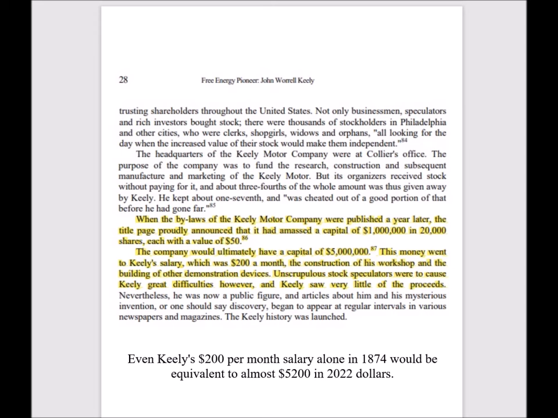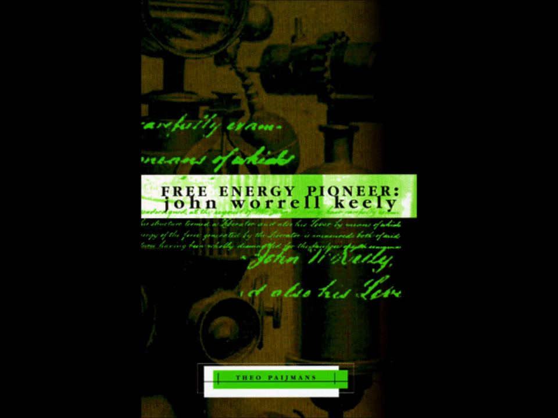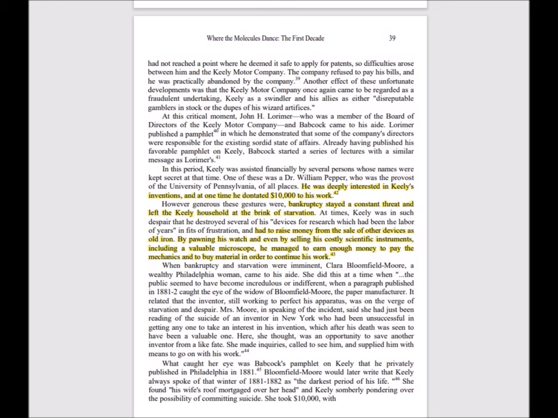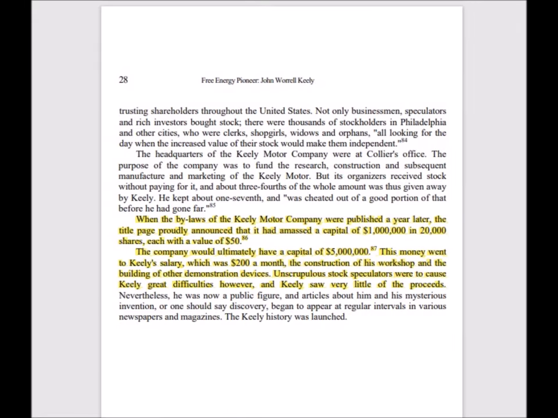These are essentially the same things which happened to John Worrell Keeley, who I might add also had regular access to very large sums of money which flowed through his Keeley Motor Company over a number of years. Yet Keeley never disappeared and never sported a lavish lifestyle. And in fact, according to the book Free Energy Pioneer by Theo Pagemans, there are a number of times when the Keeley household was near bankruptcy. Even still, fraud can't be entirely ruled out.